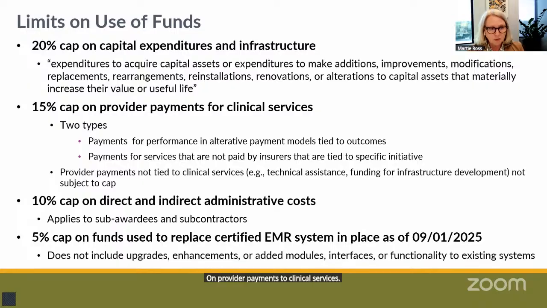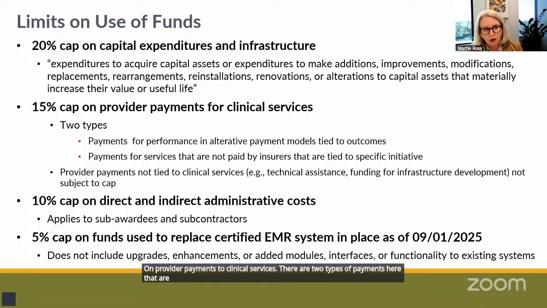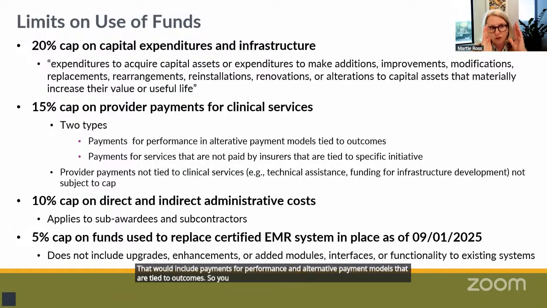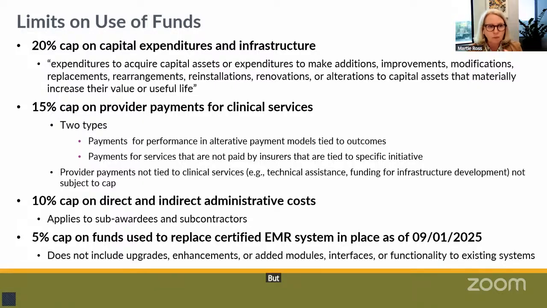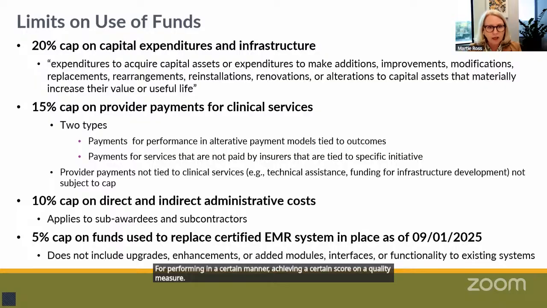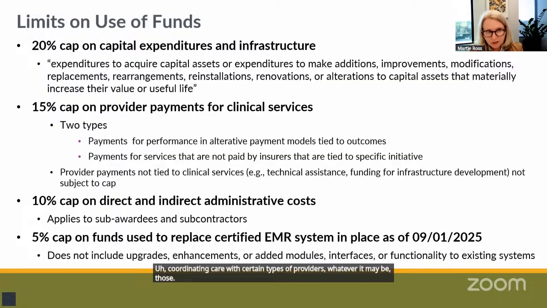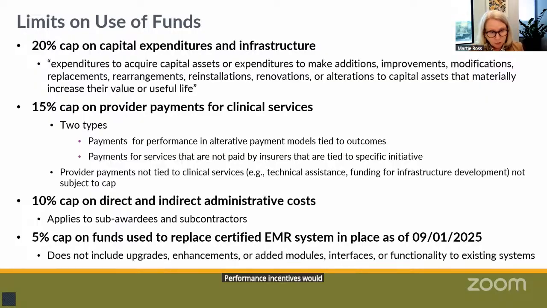And there are 2 types of payments here that are permissible, but are subject to that 15% cap. That would include payments for performance and alternative payment models that are tied to outcomes. So you're not paying for a specific clinical service, but you're paying a provider a reward for performing in a certain manner, achieving a certain score on a quality measure, coordinating care with certain types of providers, whatever it may be. Those performance incentives are permissible, but they're going to fall under that 15% cap.